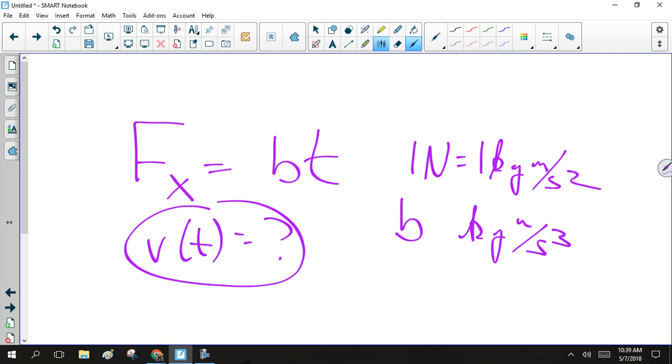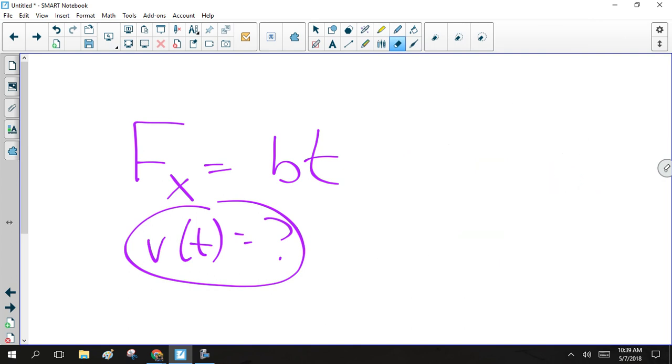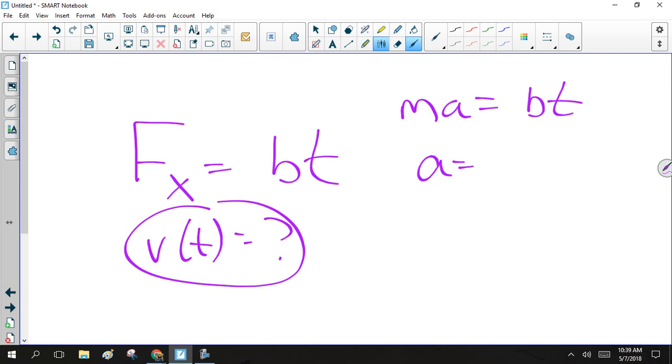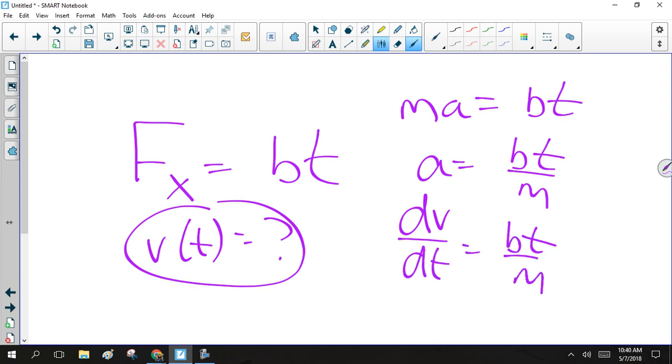All right, so let's see if we can come up with another approach then. Thoughts? Jacob, you got an idea? F equals ma, and solve for a, and integrate a to get v. Yeah, I think that's the way we've got to go about this. We need to find a path that gets us from force to velocity, right? Force depends on acceleration, and velocity is the integral of the acceleration. So I'm looking at this. Mass times acceleration equals bt. Acceleration equals bt over m. That means dv/dt is bt over m.